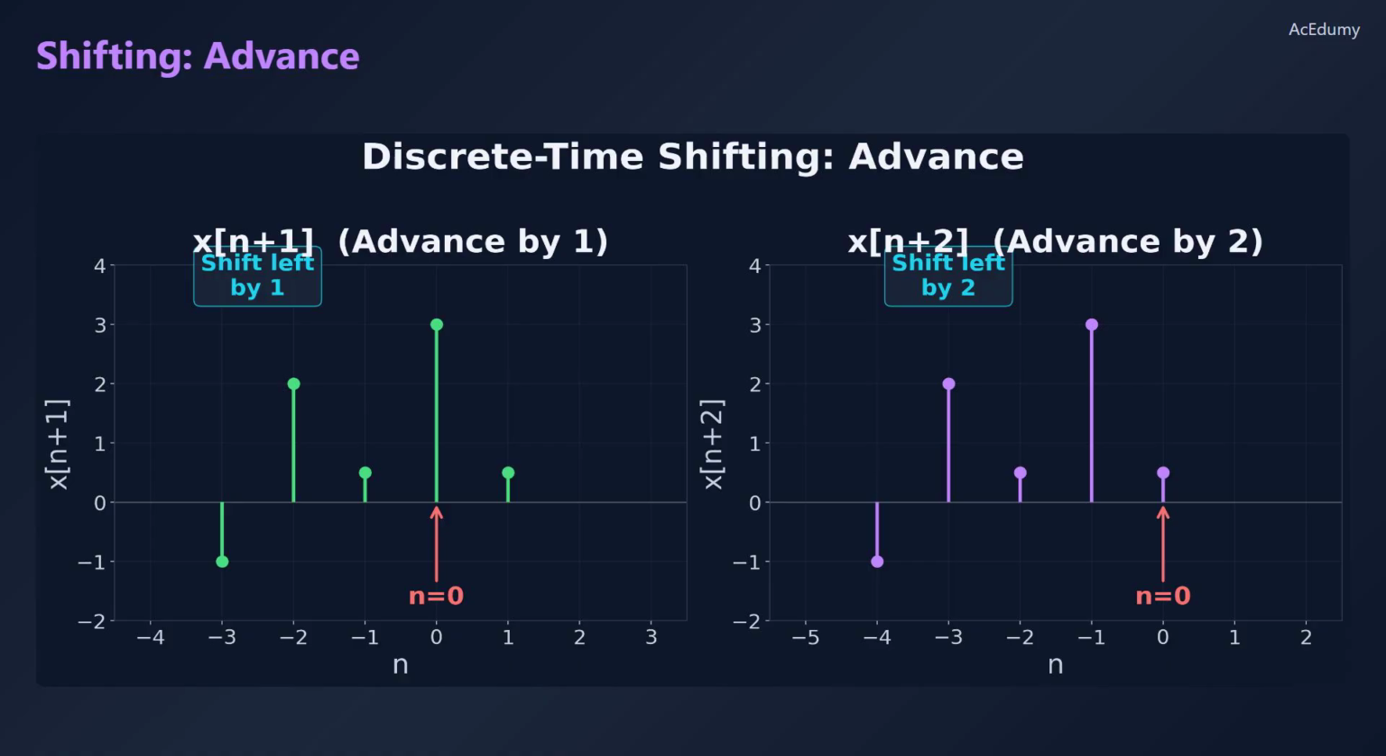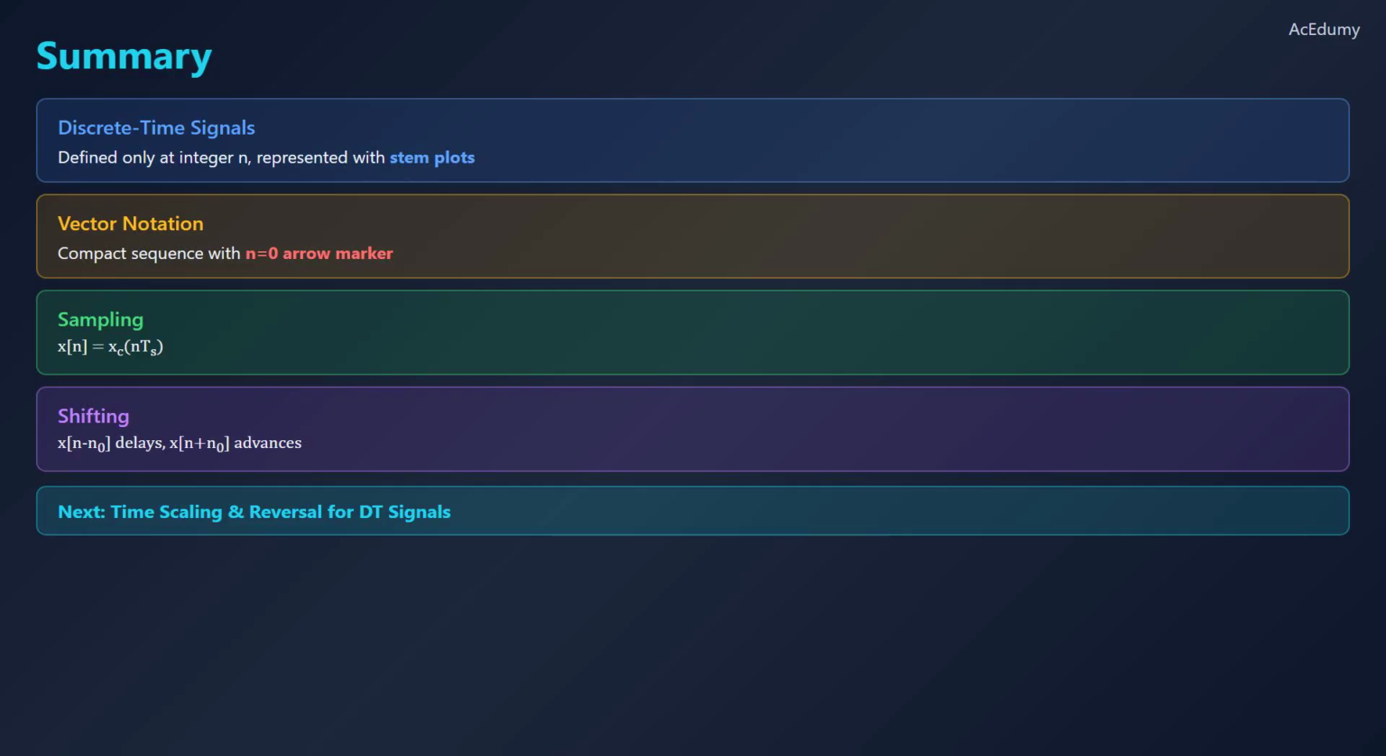We can also advance a signal by shifting it to the left. For y of n equals x of n plus n0, we shift the n equals 0 pointer to the right by n0 positions, which effectively moves the signal to the left. For x of n plus 1, the pointer shifts right by 1. For x of n plus 2, it shifts right by 2. In general, to draw x of n plus n0, shift the n equals 0 pointer to the right by n0. To draw x of n minus n0, shift the pointer to the left by n0. This convention is the same as what we learned for continuous time signals, but now we only deal with integer shifts.